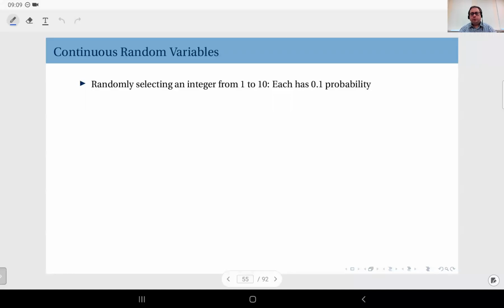Up to this point, we exclusively discussed discrete random variables. Here's an example, again, randomly selecting an integer from 1 to 10. Obviously, we have 10 possible outcomes, 1, 2, 3, etc., up to 10. And if we assume that each has equal probability, each then would have 0.1 probability.